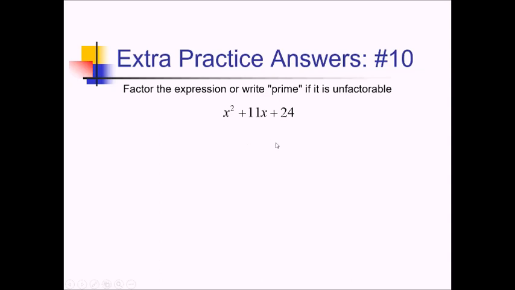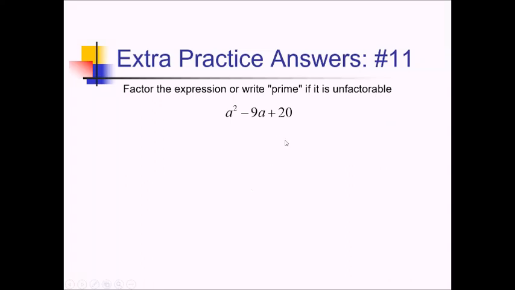To factor this thing, I need factors of 24 that add up to 11. And they're both going to be the same sign because we're multiplying to get a positive. So we have 1 and 24 adds up to 25. 2 and 12 adds up to 14. Let's see here. 3 and 8, that adds up to 11. So we have x plus 3 and x plus 8 for our factorization.